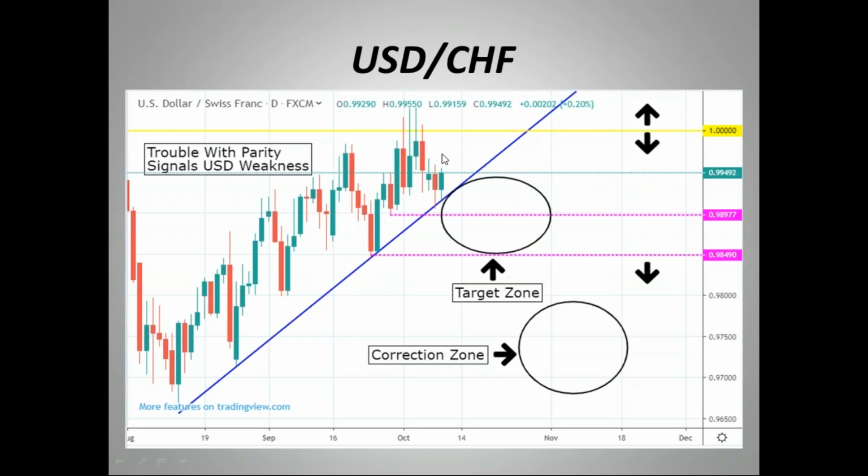For bears, I think that you can aggressively be targeting lower levels, anything below parity, and especially any failure of this upward sloping blue line and down below 98, 97, this market will be on edge, most likely targeting 98.49 before it heads into this lower correction.